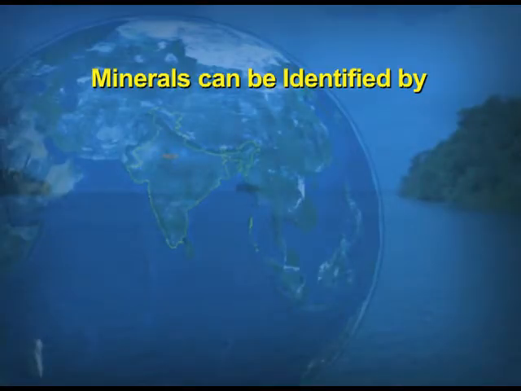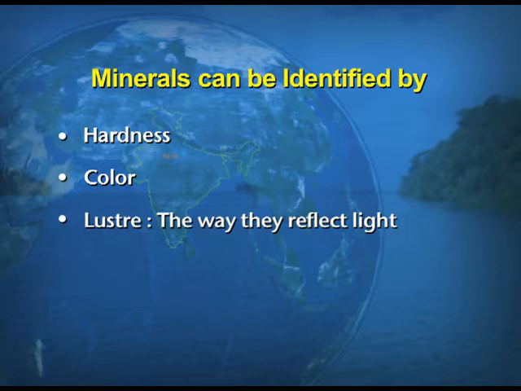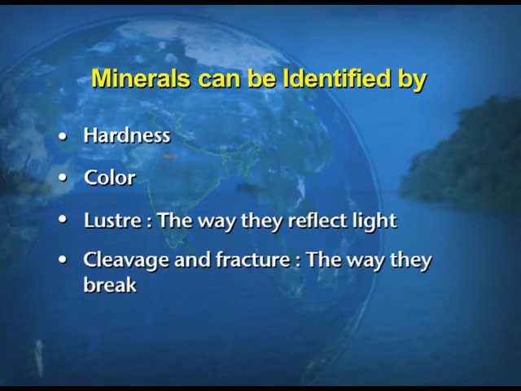Now, the question is how to identify the minerals. Minerals are basically identified on the basis of number 1, their hardness, number 2, their color, number 3, the luster they have. Luster, you must be understanding, is the shine which we find in the metallic minerals. Then we talk about the cleavage and fracture, that is how the minerals break up. And finally, the density of the minerals is also one of the bases of identifying the minerals.